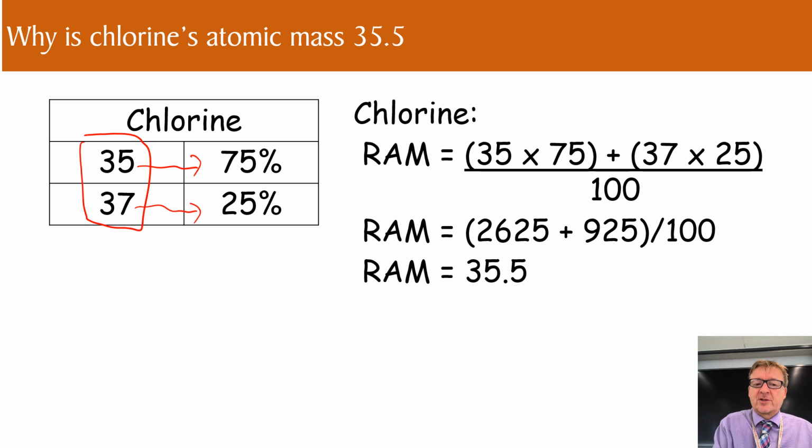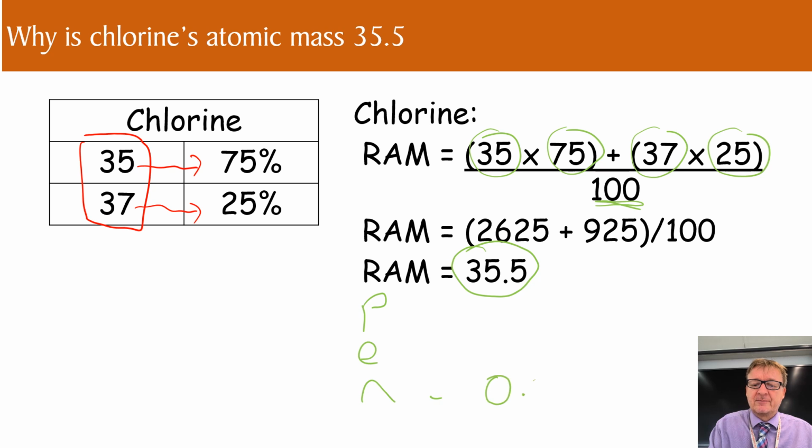And to work that out, you do the 35 multiplied by the percentage, add that to the 37 multiplied by its percentage, and then divide by 100. And eventually you get 35.5. This sometimes confuses people with the PEN, because what you've then got is the number of neutrons, and you've got a decimal in there. There's half a neutron, which obviously can't be true. So that is due to the different isotopes of chlorine.